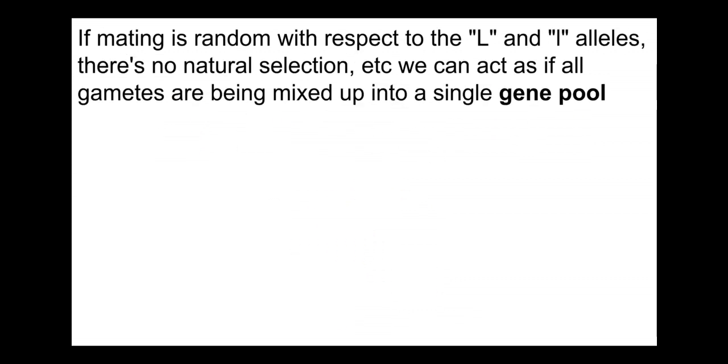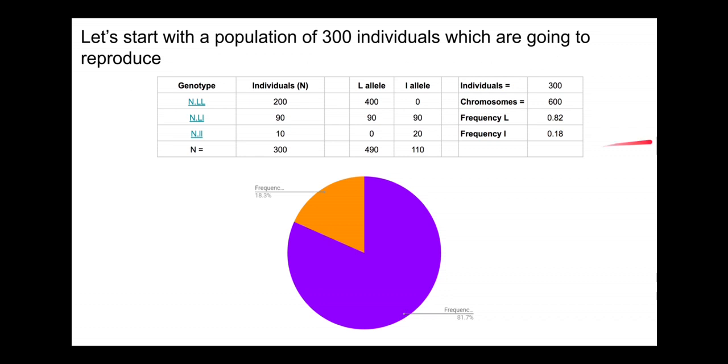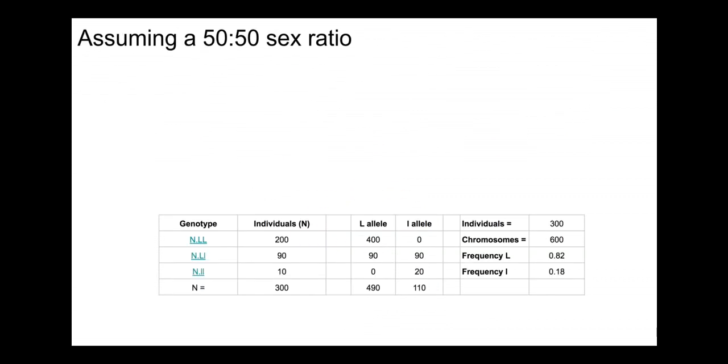So if mating is random with respect to our big L and little l alleles, and there's no natural selection currently happening, so it's not actually beneficial to have lactose tolerance, if all the other assumptions are holding, then evolution is going to stop. Our population is going to be in Hardy Weinberg equilibrium, and we can treat it as if our gametes are being mixed up into a single gene pool. It's almost as if all these individuals tossed all of their gametes into a big pool, and they are just swimming together, and sperm are randomly pairing up with eggs.